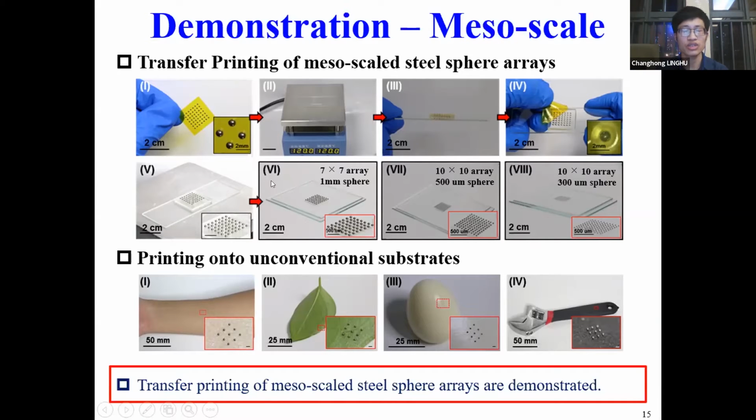Using this gripper, we have demonstrated the transfer printing of the steel server arrays with 1 millimeter, 400 micrometer, and 300 micrometer. Because after releasing, the three-dimensional objects, for example the steel server, have very little contact with the gripper, so the adhesion is very low. This makes it possible to print the three-dimensional objects such as the steel server onto some unconventional substrates, such as the forearm of a person and on the leaves.